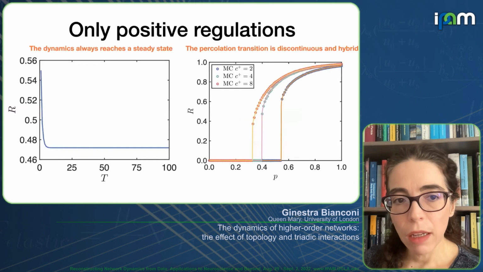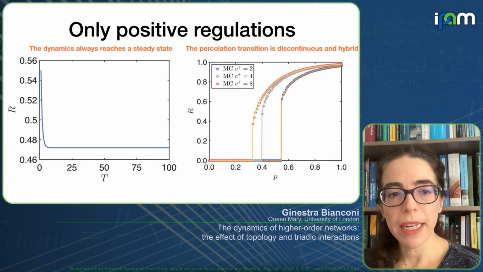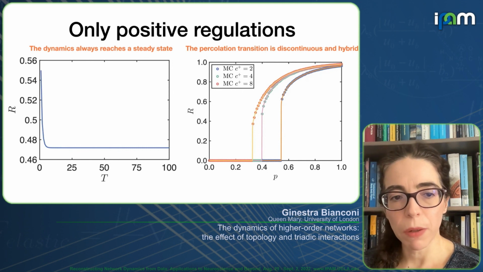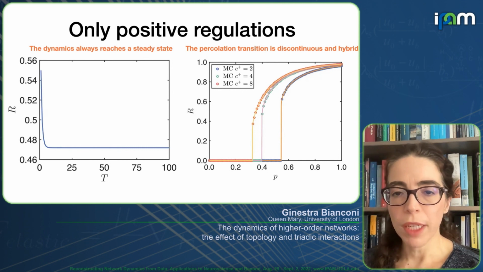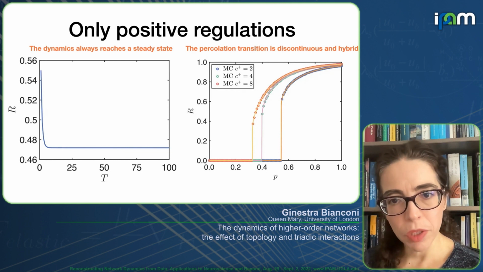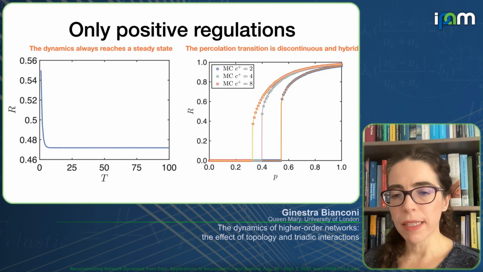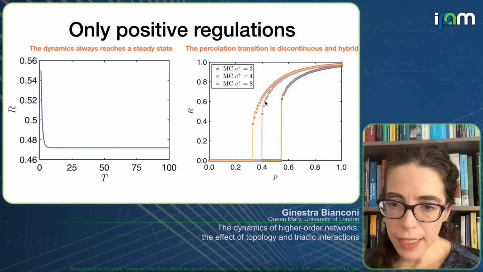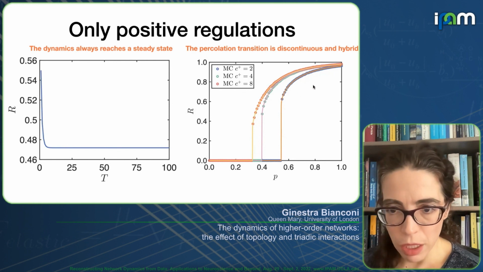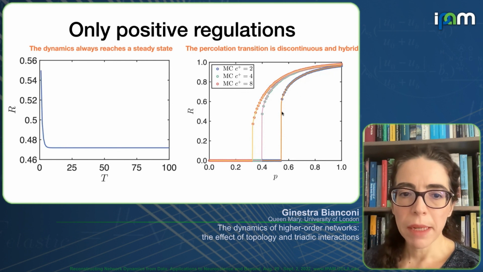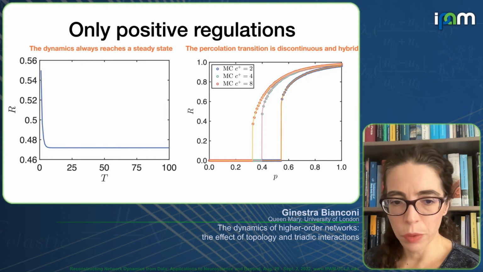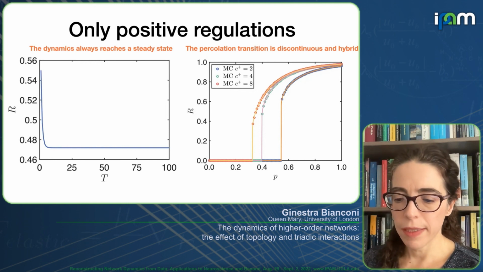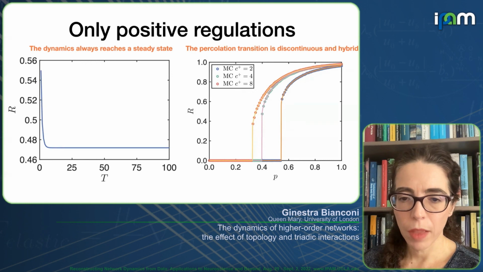And finally, we have a theory and an explanation that this dynamical aspect of percolation is only observable when you have negative regulation. When you have positive regulation, you typically reach a steady state. Interestingly, the transition is not continuous but discontinuous. But still, you don't have this dynamical effect anymore.